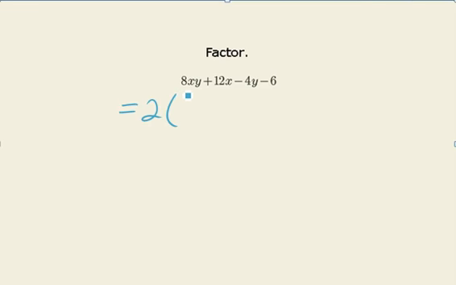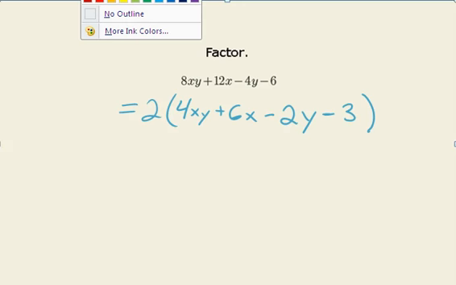So let's do that. Take a 2 out of the 8, we're left with a 4, still times xy, plus 2 from the 12, left with a 6x, minus, factor the 2 out of the 4, we're left with a 2, still that y. Factor a 2 out of that, minus 6, we're left with a 3. So here is a polynomial that now we can try and do a grouping method with.